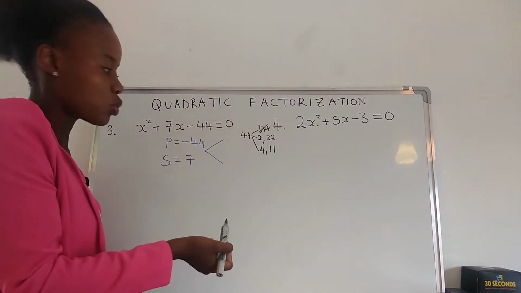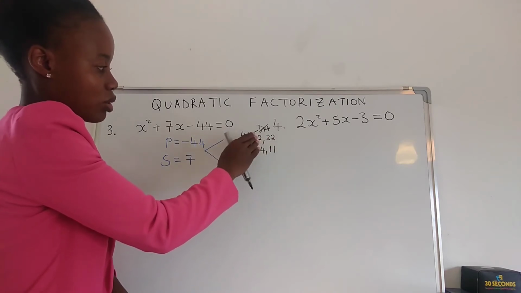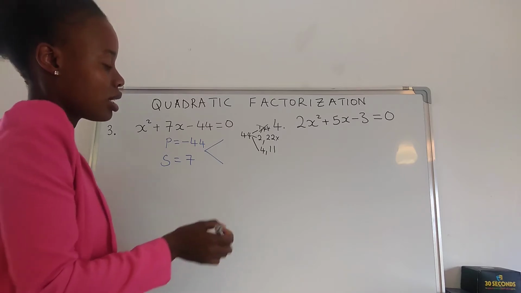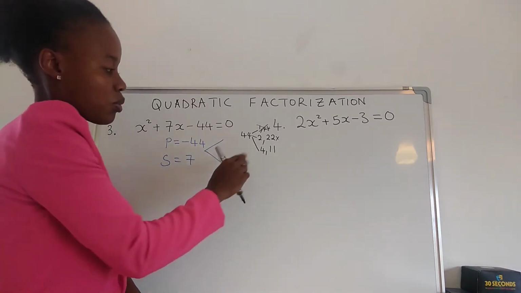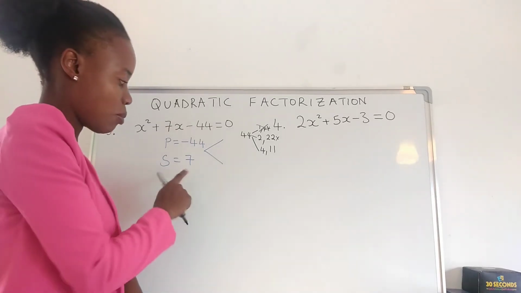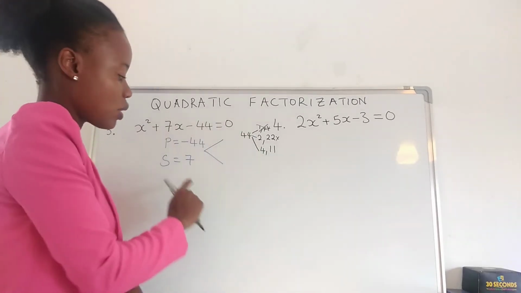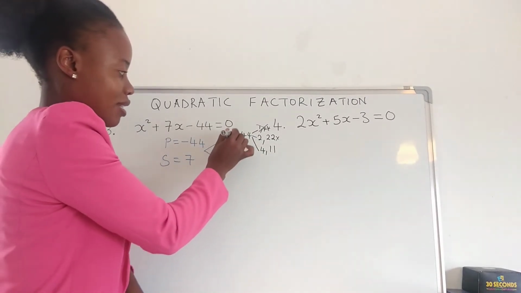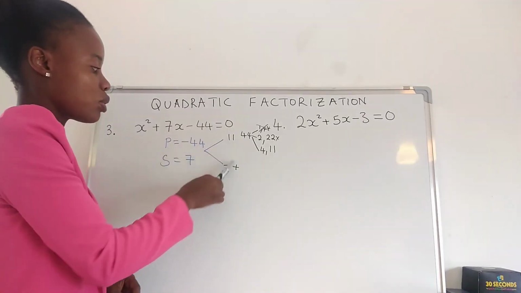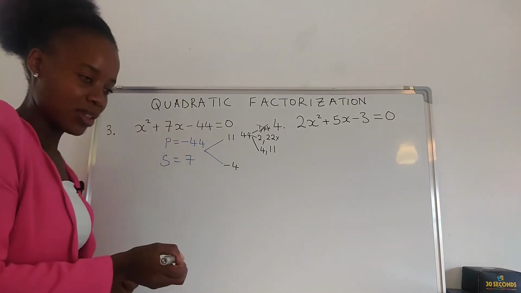We have 2 and 22. They cannot give us 7 when we subtract them. 22 minus 2 is 20, it's not 7. Okay, they're out. And we have 11 and 4. So 4 minus 11 is -7, but we want +7. 11 minus 4 is 7. So we're going to have 11 minus 4. When we multiply these two, they give us -44. When we add or subtract them, they give us 7.